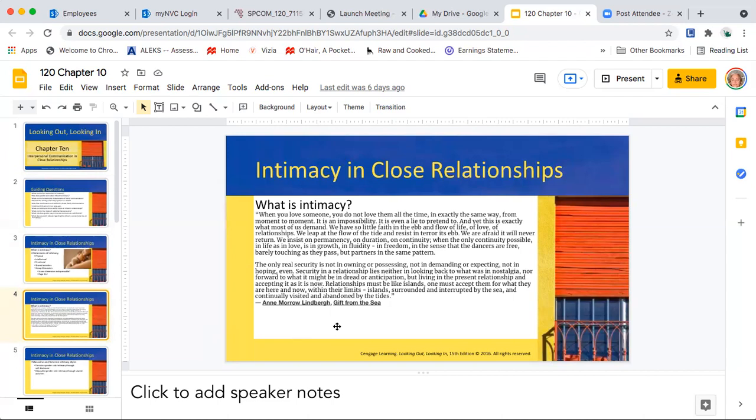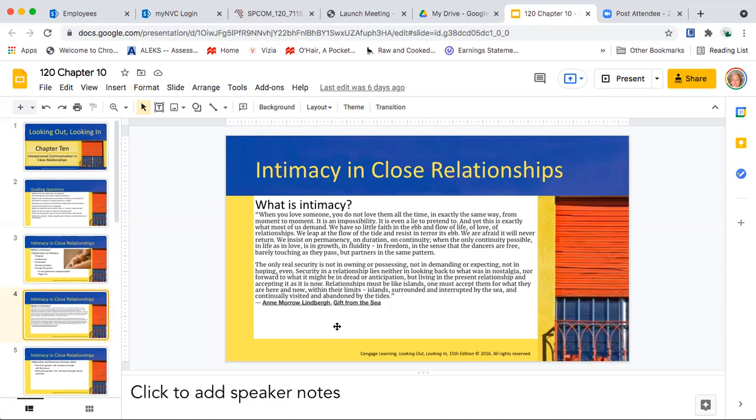And she says it in a really beautiful way, but your book also says it this way as well, just with different words. She asks the question, what is intimacy? When you love someone, you do not love them all the time in exactly the same way from moment to moment. It is an impossibility. It is even a lie to pretend to. And yet, this is exactly what most of us demand. We have so little faith in the ebb and flow of life, of love, of relationships. We leap at the flow of the tide and resist in terror its ebb. We are afraid it will never return.